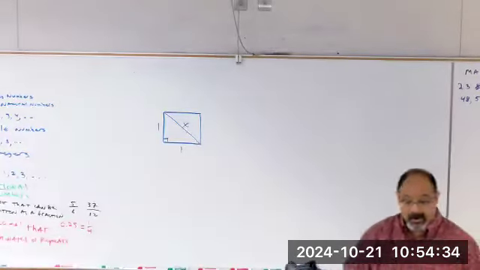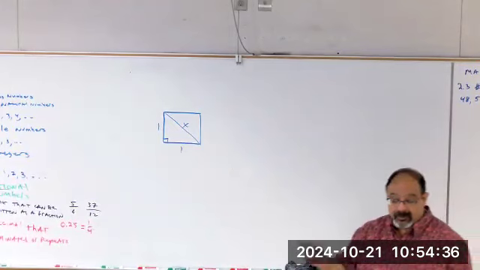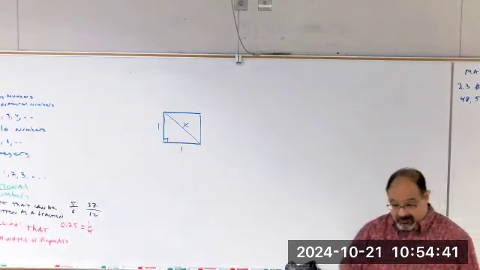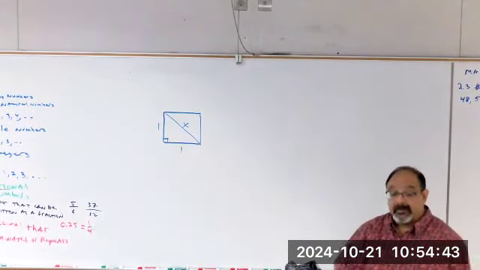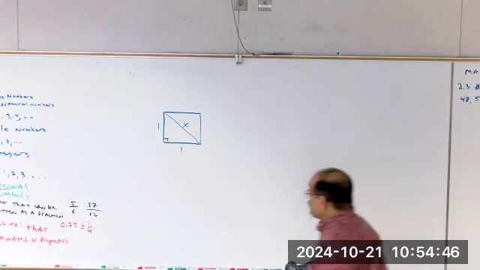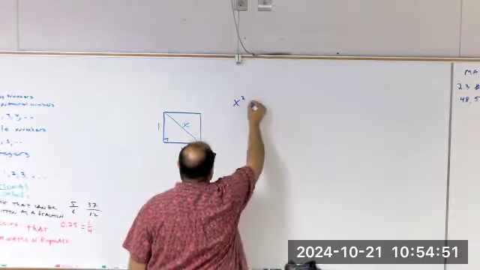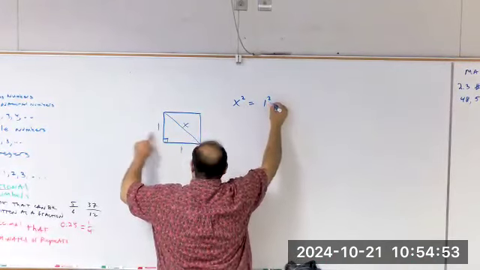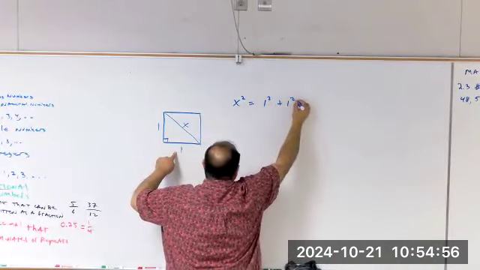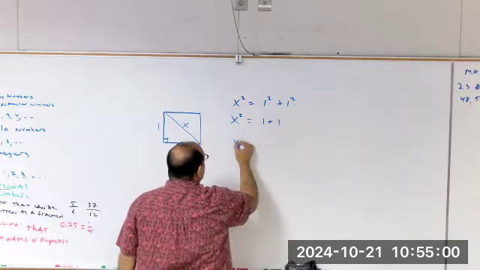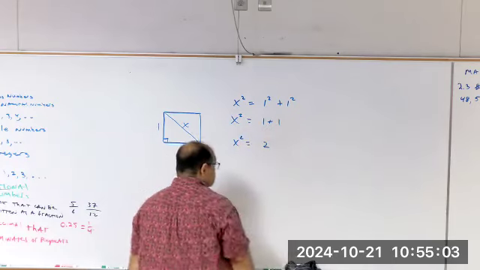The Pythagorean theorem had been around for a long time. In a right triangle, the sum of the squares of the legs is equal to the square of the hypotenuse. Pythagoras just proved it, but it had been around for a long time. The hypotenuse squared, x squared, is equal to the leg squared plus the other leg squared. So x squared is equal to 1 plus 1. So x squared is equal to 2.